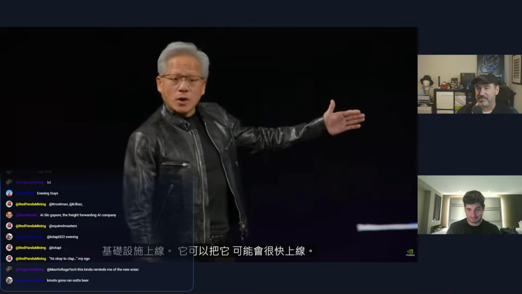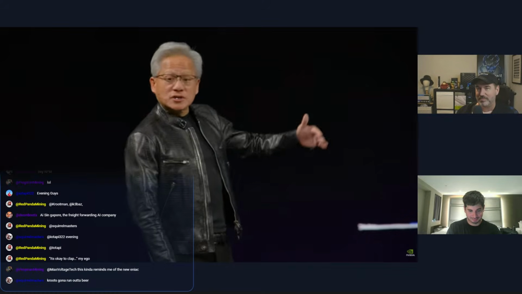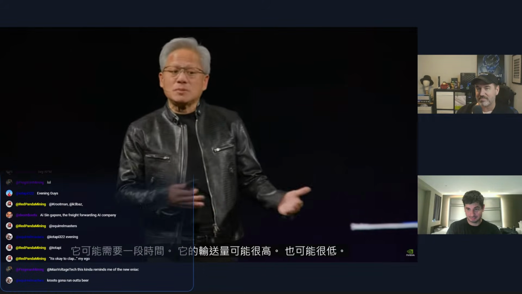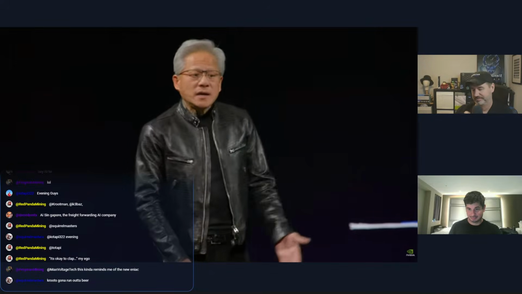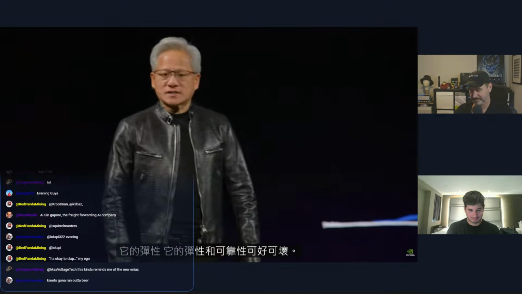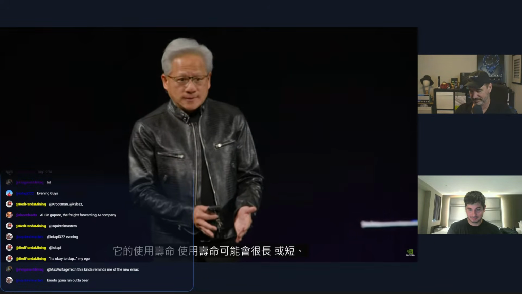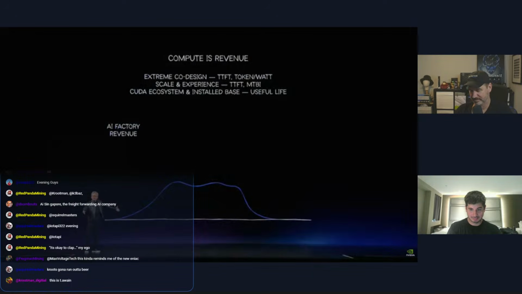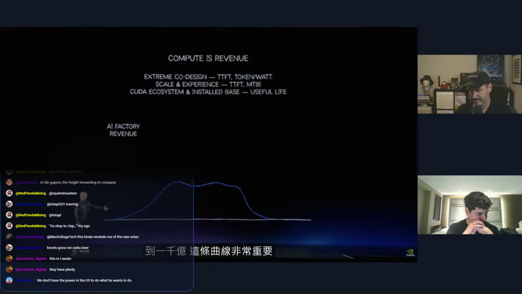It could be coming online quickly. It could take a while. Its throughput could be high, it could be low. Its resilience and reliability could be good or bad. And its lifetime of usefulness could be long or short. Because this represents 50, 60, going to $100 billion, this curve matters greatly, which is the reason why NVIDIA is such a great partner.